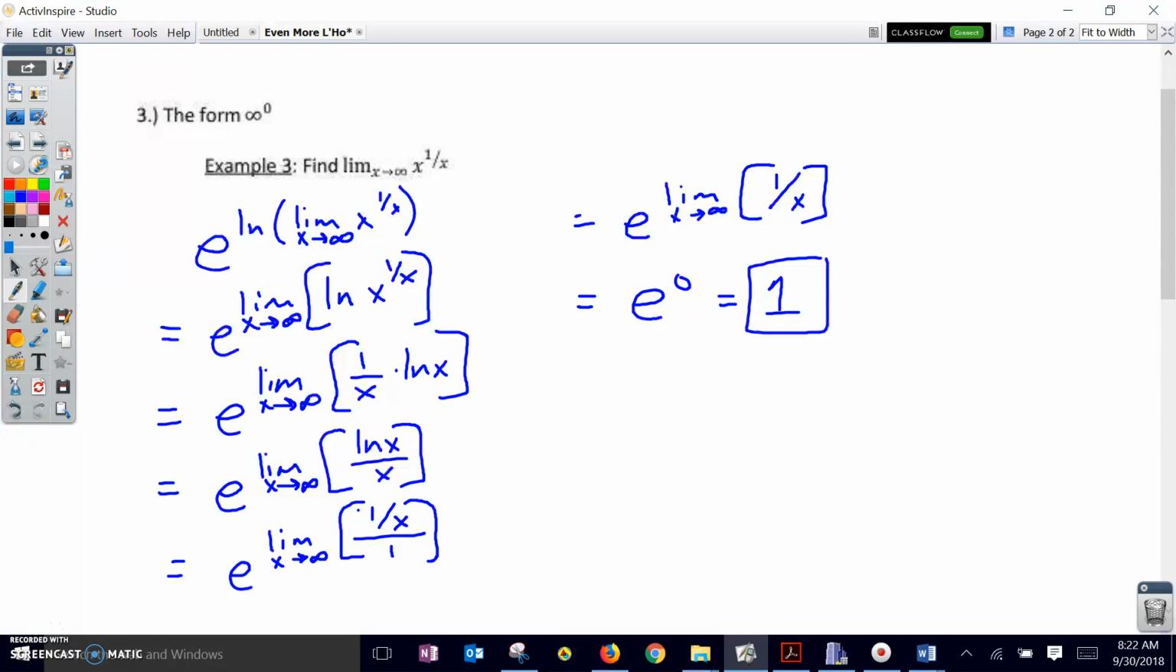We can set up this e to the natural logarithm every time, take the exponent out, and then use things that we've already learned about how to manipulate and use L'Hopital's rule in order to find those limits.